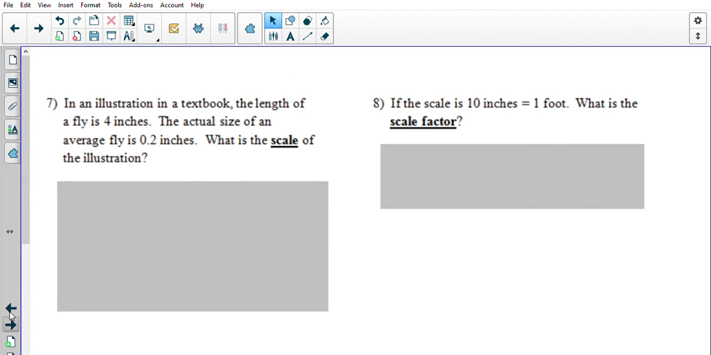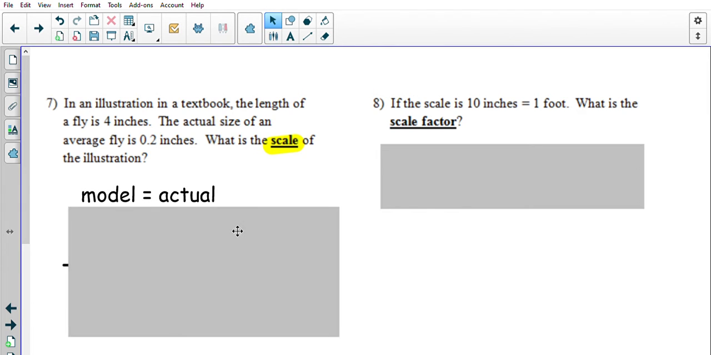All right, number 7. In an illustration in a textbook, the length of a fly is 4 inches. The actual size of an average fly is 0.2 inches. What is the scale of the illustration? So scale is going to be model equals actual.